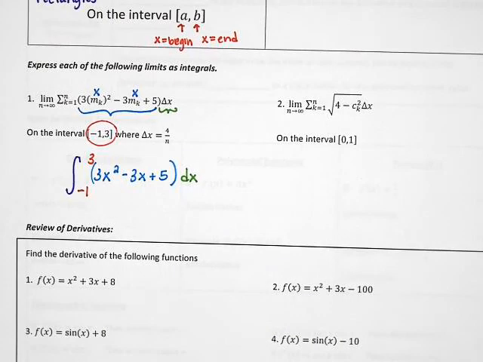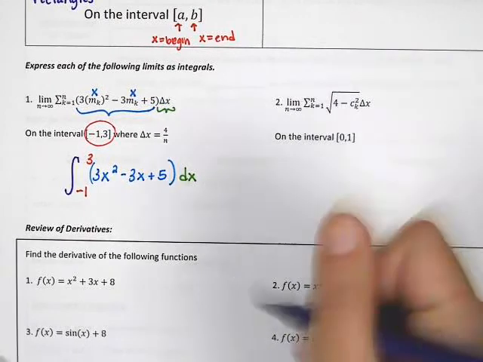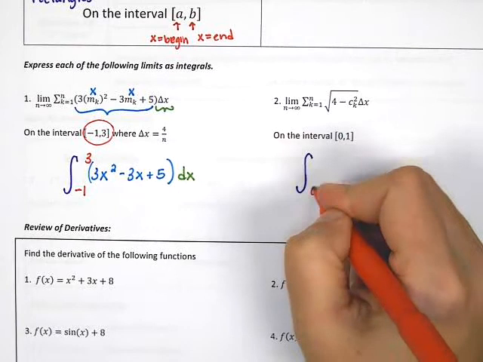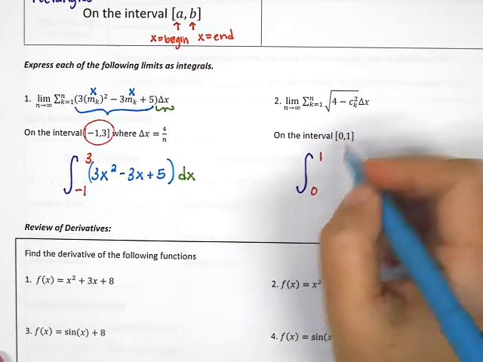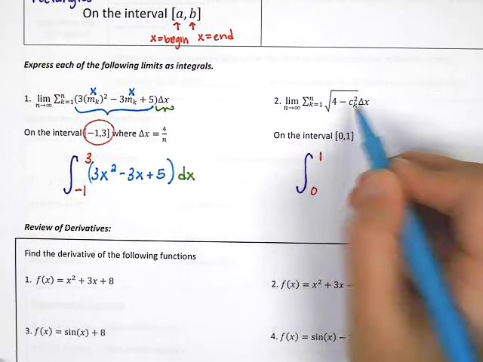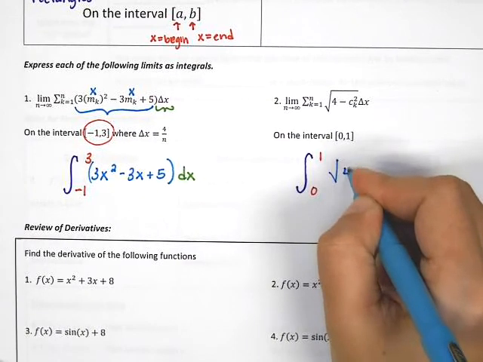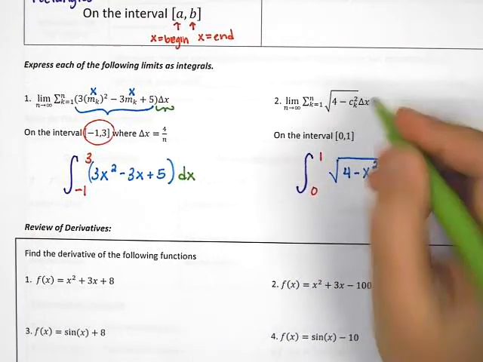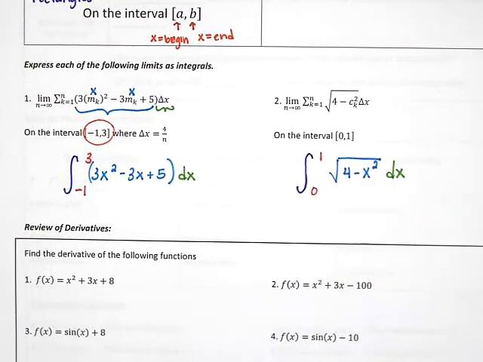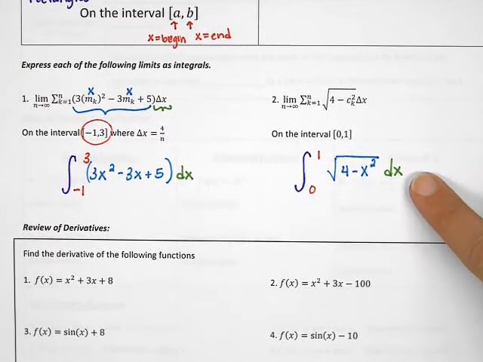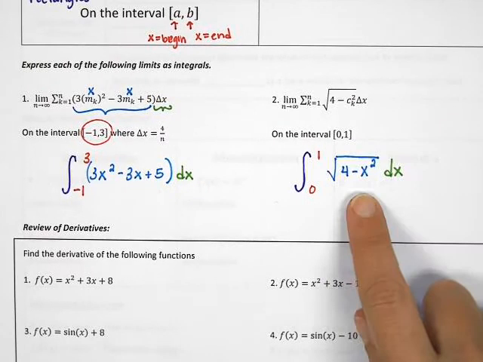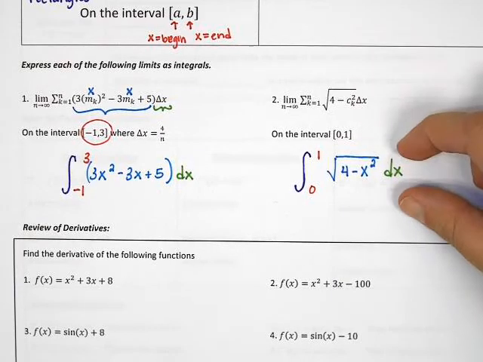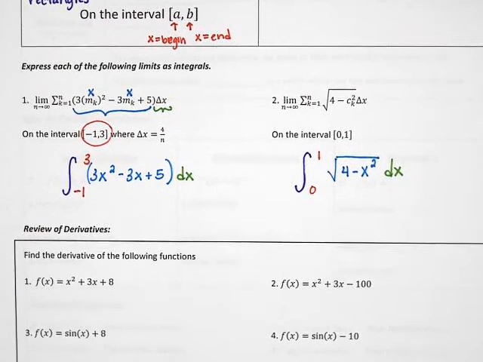Let's try that one more time. So if I were to translate this to an integral notation instead of an infinite sum, I would have the integral from 0 to 1. Instead of the square root of 4 minus c sub k, I would just have square root of 4 minus x squared. And then instead of a delta x, I would just have a dx. Saying this and saying this mean the same thing. But because this notation is much easier to work with, we need to be able to translate this notation to this one so we can do problems in a more simplified way.